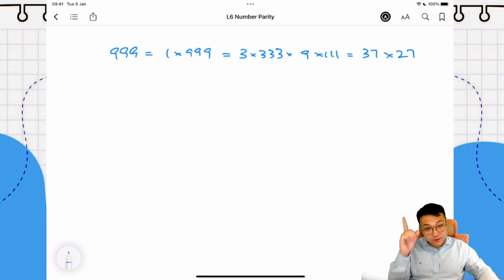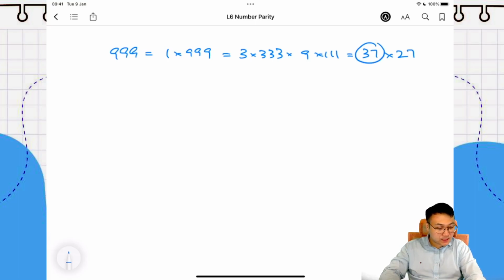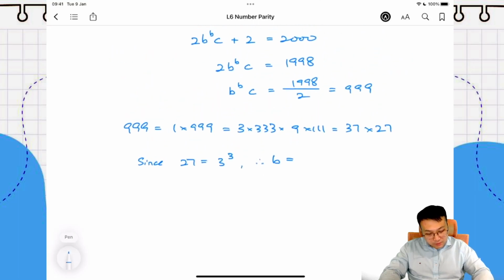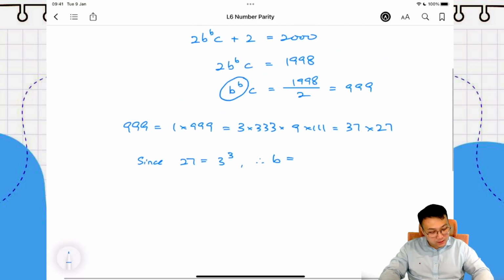37 and 27. Very good, because 37 is a prime number. But is 27 a prime number? No, it's a cube number. Very good. So if it is a cube number, I can say that since 27 equals 3 to the power of 3, therefore B equals 37? No. Remember, we have B to the power of B here. Oh, 3. Very good. B equals 3.